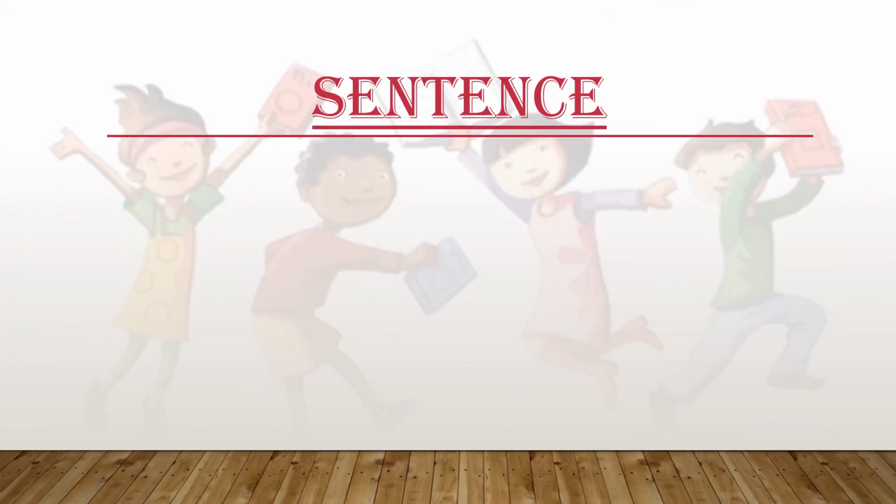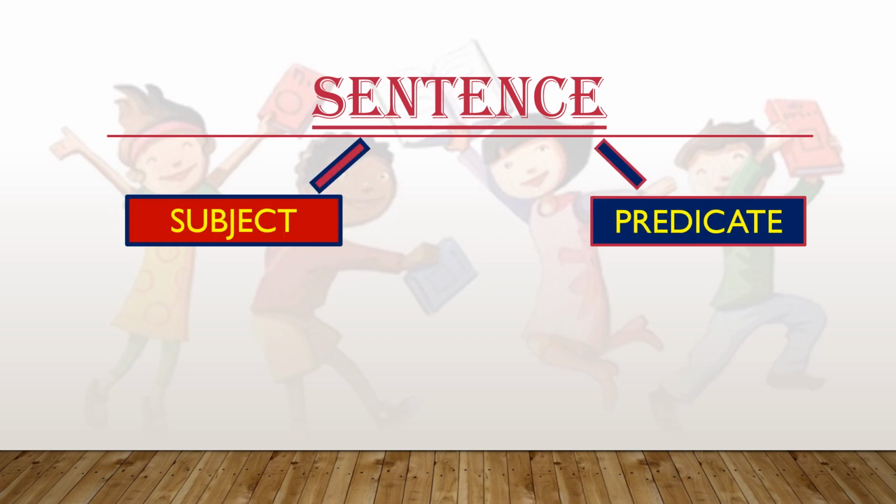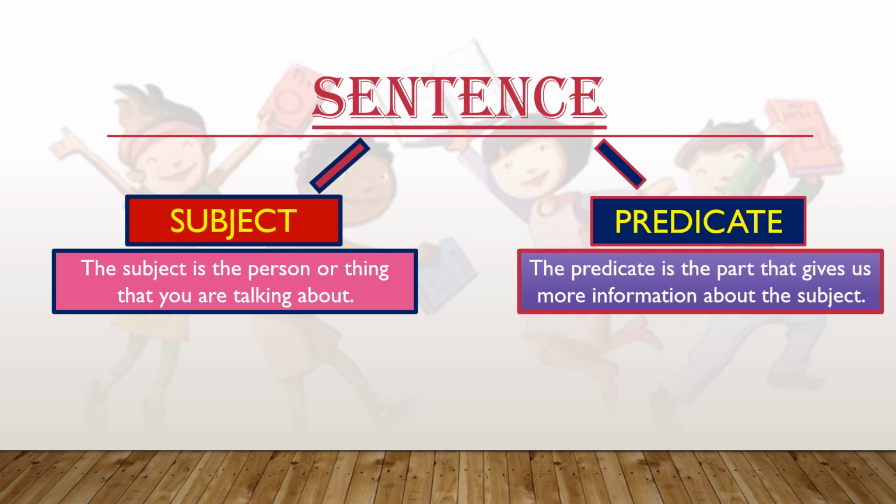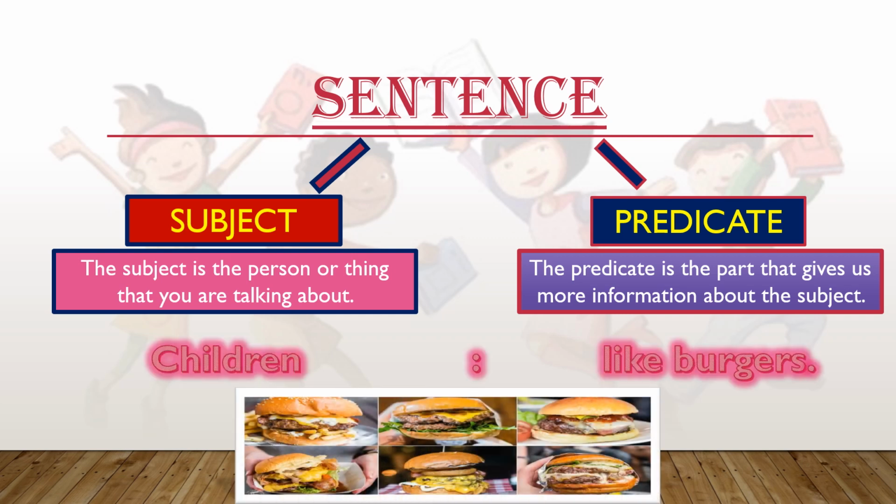A sentence can be divided into two parts: subject and predicate. Subject is the person or thing that you are talking about. Predicate is the part that gives us more information about the subject. Now let us take an example over here. Children like burgers. Children here is the subject because we are talking about children. And like burgers, that is the remaining part of the sentence, is telling us more about the subject. So like burgers is the predicate in this sentence.